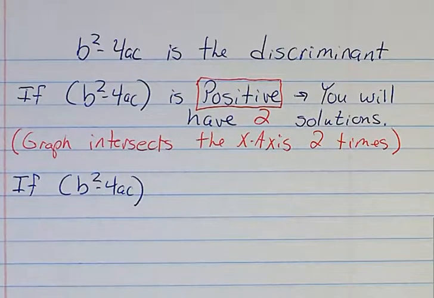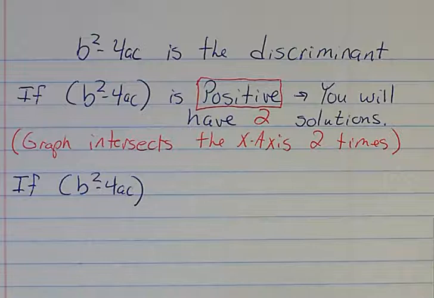All right, so that's if it's a positive number. We'll get two different answers. It'll be 2 and 3, or 4 and 5, or 6 and 12, or it could be a half and 2/3 even. But you'll get two different answers.